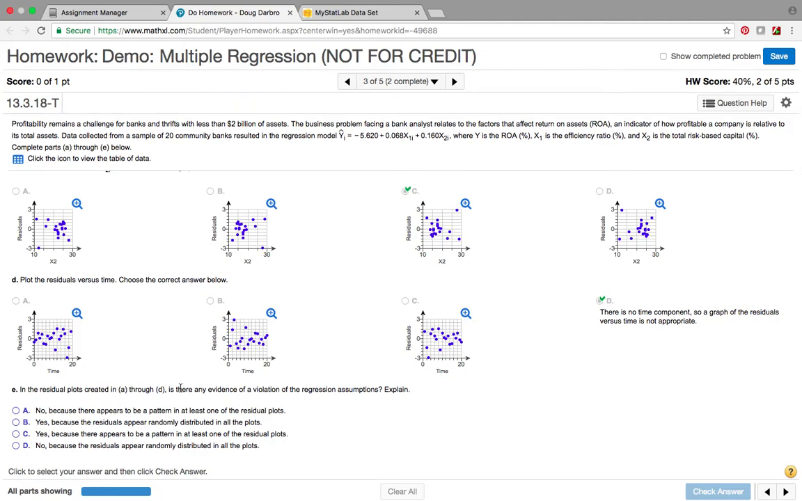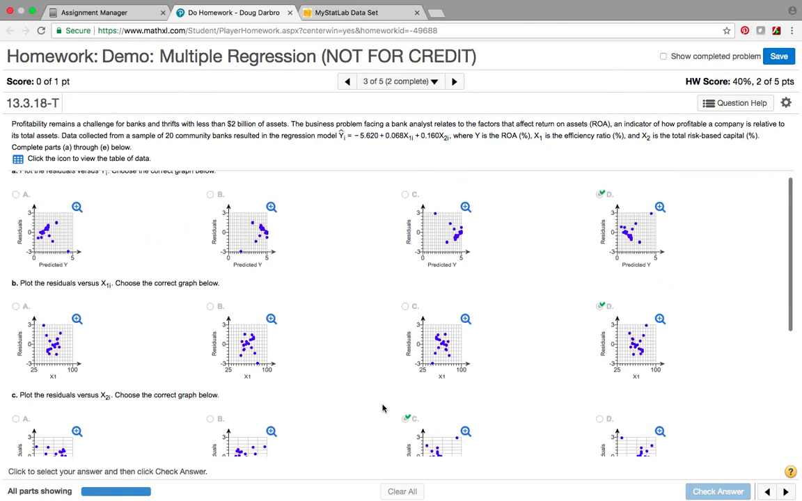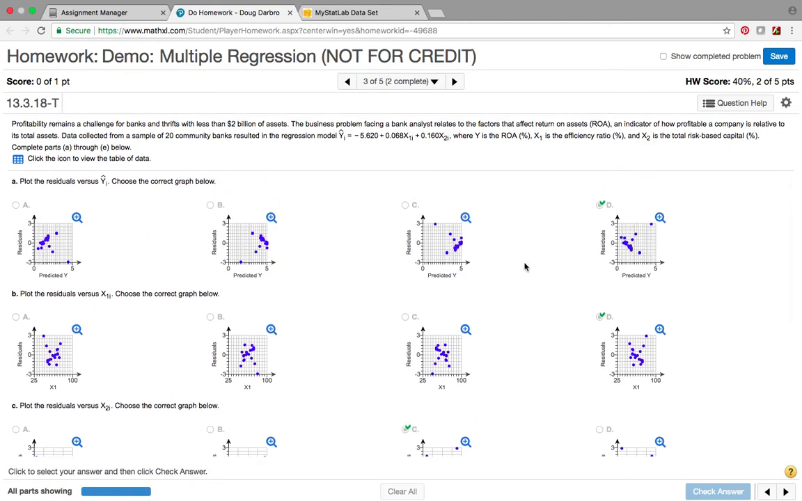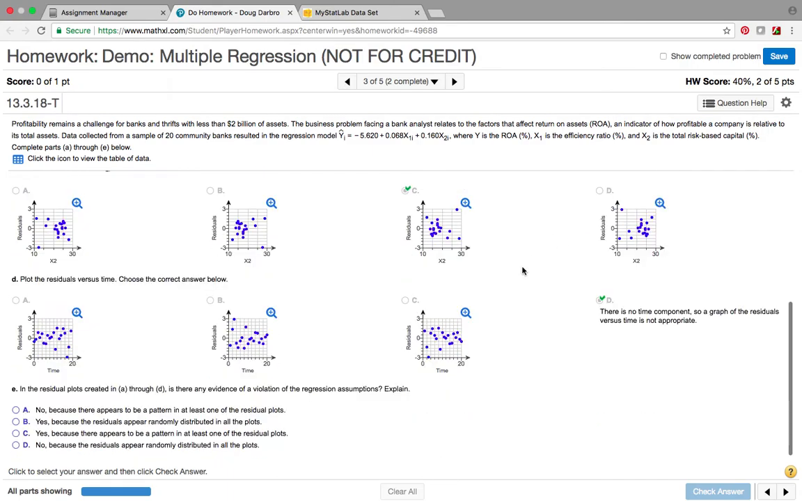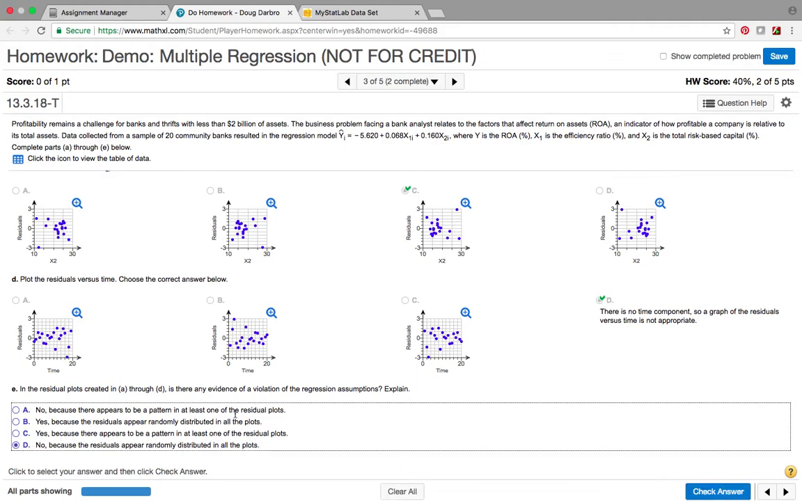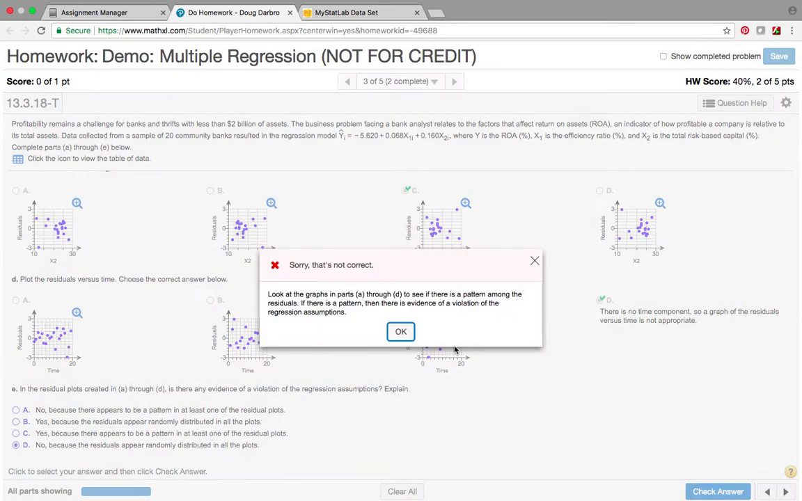So in the residual plots created, is there any evidence of violation of regression assumptions? Not really. I don't really like that, but I would say they appear random, so I would probably go with D. A and D.